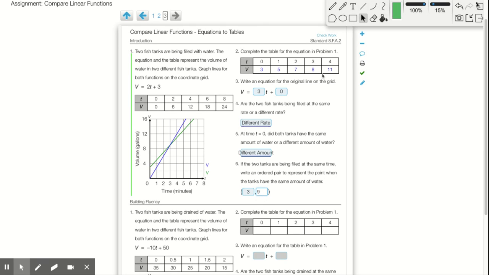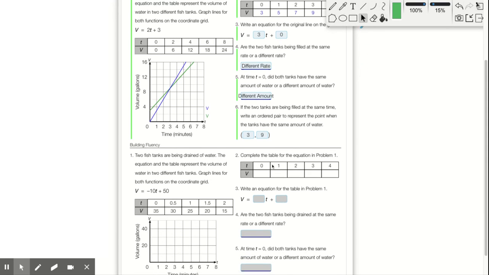Let's check our work. I do have a mistake. This should be a 9. Let's write that down. And that's the last one.